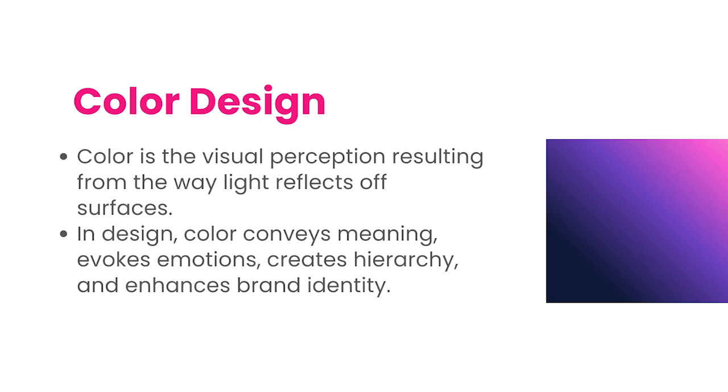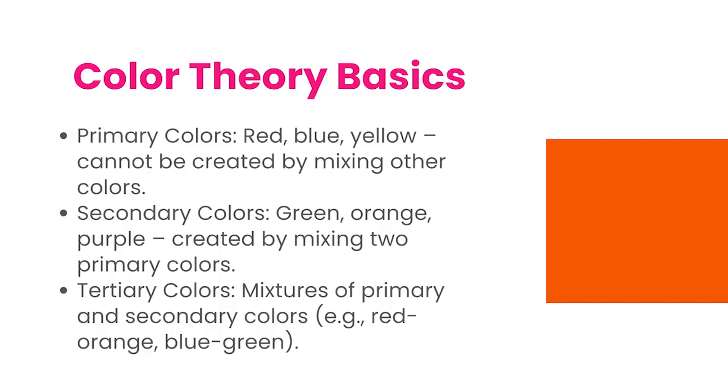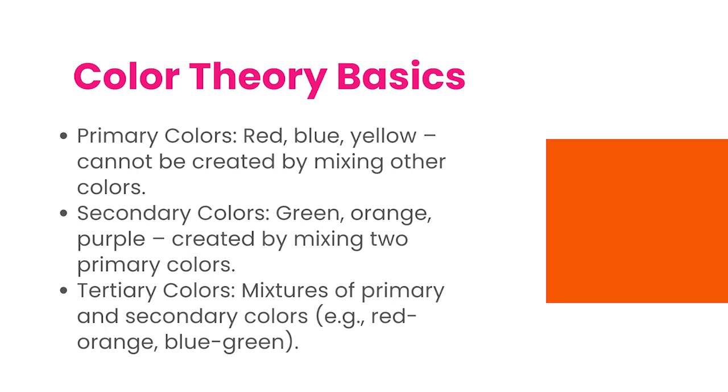Okay, so our color theory basics, we have primary colors, where we have red, blue, yellow. That one I know most of us know, especially if you've gone through high school. So primary colors are red, blue, yellow. These cannot be created by mixing other colors. I would call them original colors. Then we have secondary colors, which are green, orange, purple, and these are created by mixing two primary colors.